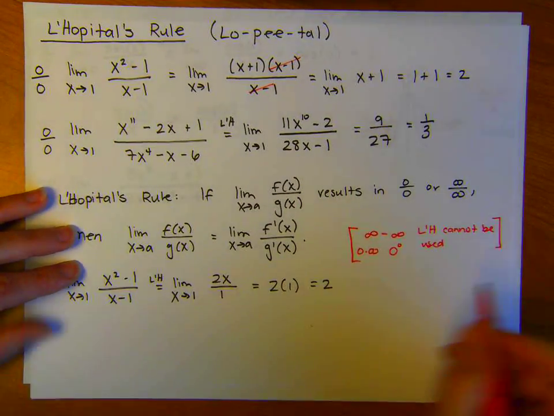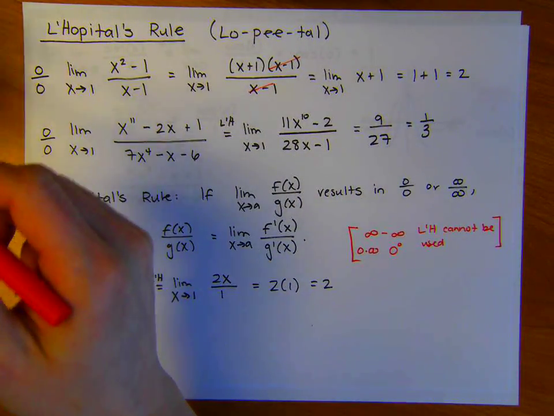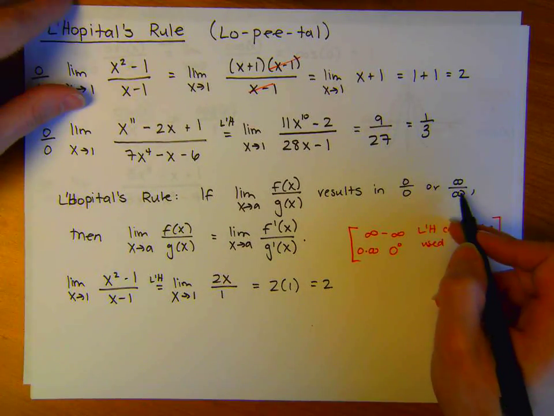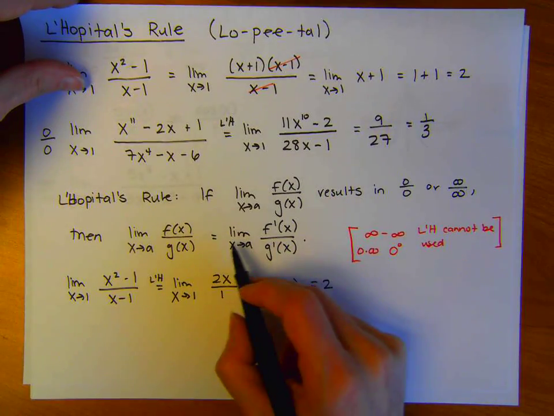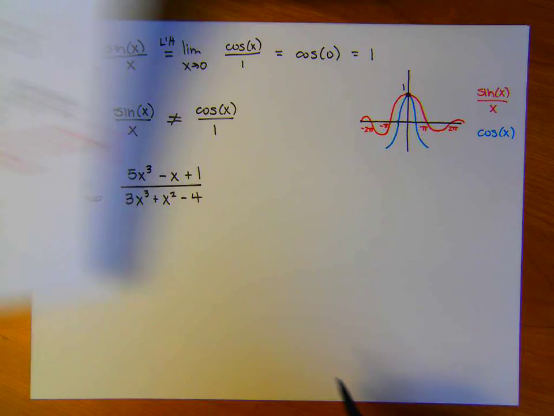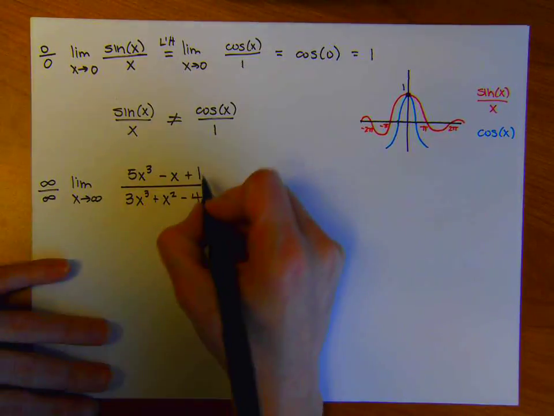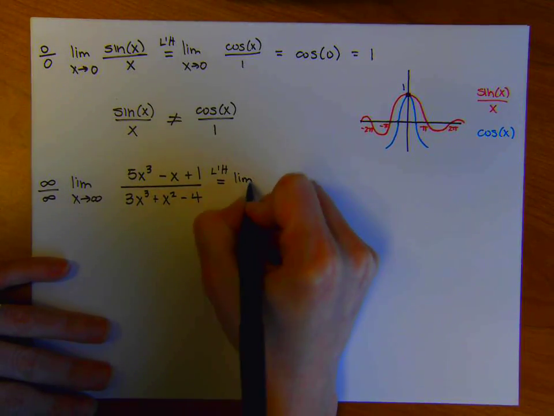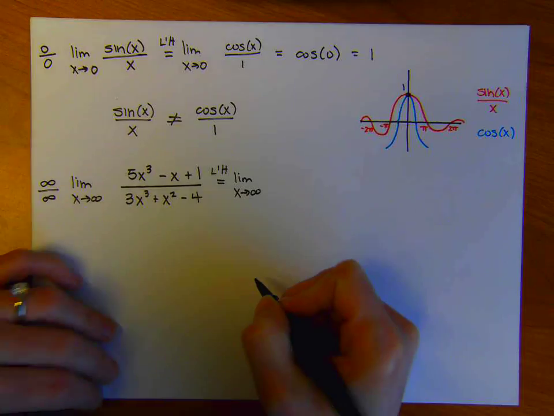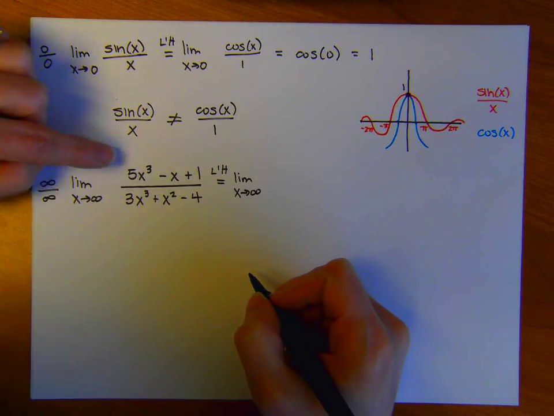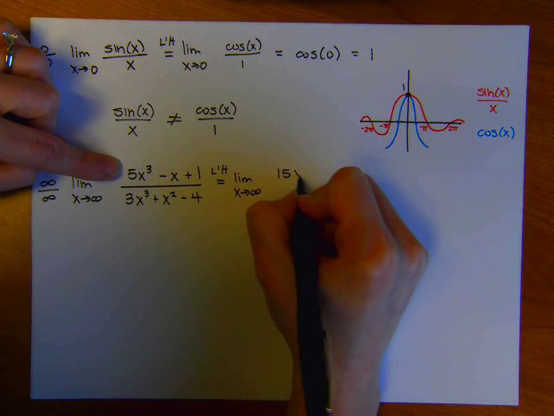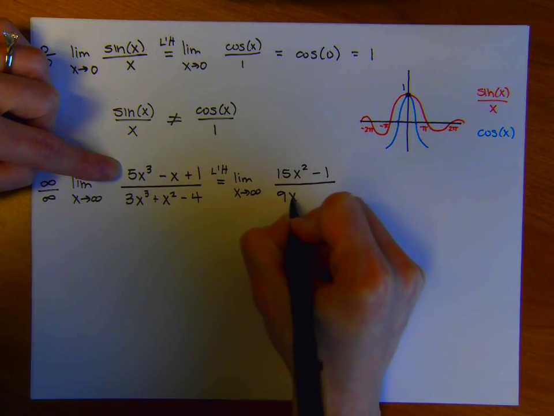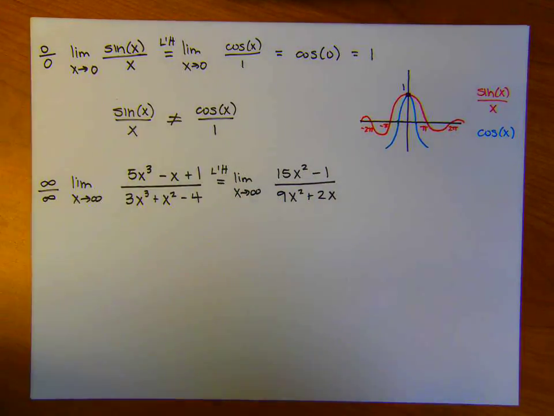You might be able to manipulate some things to get to that point, but we're okay here because we have infinity over infinity, which means that we can apply L'Hopital's rule. So let's see what we end up getting when we do that. Okay, so I have L'Hopital's, the limit as x goes to infinity, and I'm going to take the derivative. So I have 15x squared minus 1 all over 9x squared plus 2x.